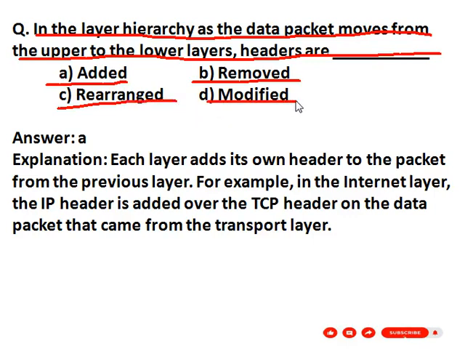Added. Each layer adds its own header to the packet from the previous layer. For example, in the internet layer, the IP header is added over the TCP header on the data packet that came from the transport layer.